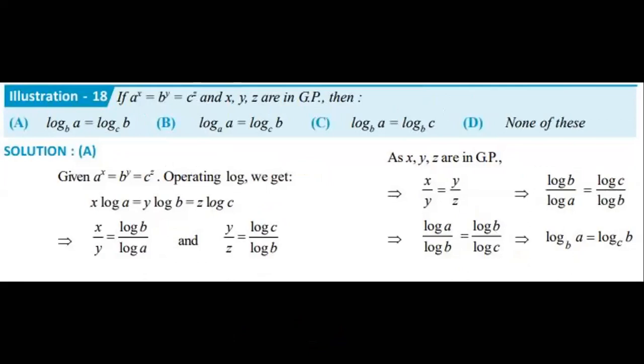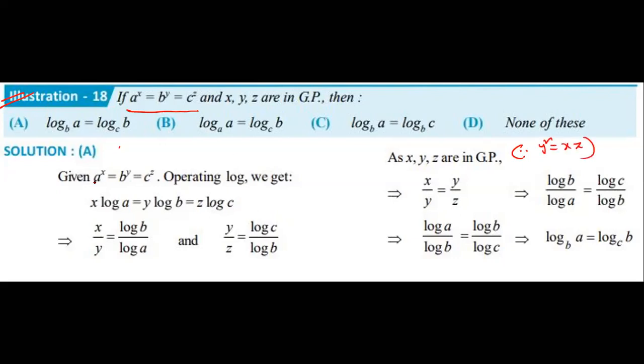No, this is very important. Logarithms. How many of you remember? I don't know. Let us see. If a power x is equal to b power y is equal to c power z, given, and x, y, z are in GP. So, yes students, x, y, z are in GP means you should understand what is the meaning. What is the meaning? Immediately you should write y square is equal to xz.